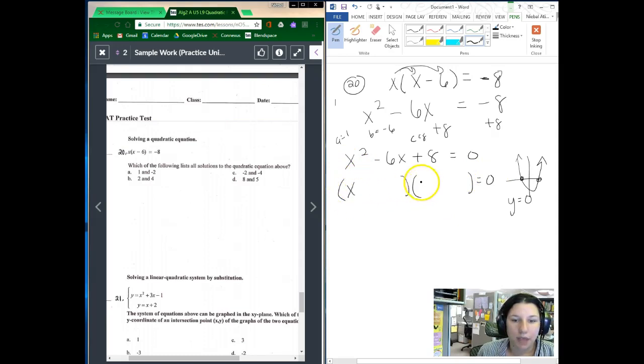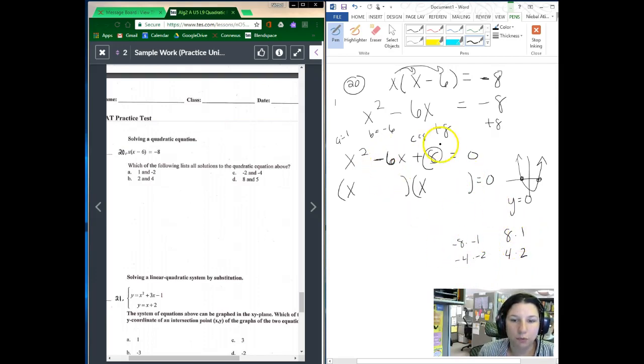X times x is x squared. For 8, my options are 8 times 1 or 4 times 2. It's a positive number, so negative 8 times negative 1 and negative 4 times negative 2. Those are all my factors of 8. Which one am I going to go with? You want to go with the one that's going to add up to that negative 6.